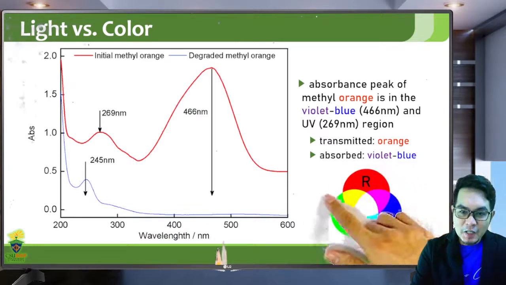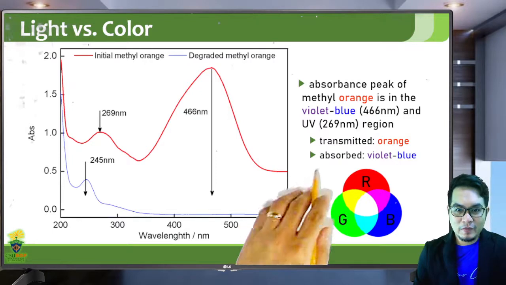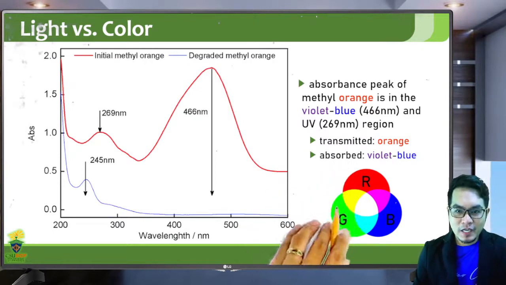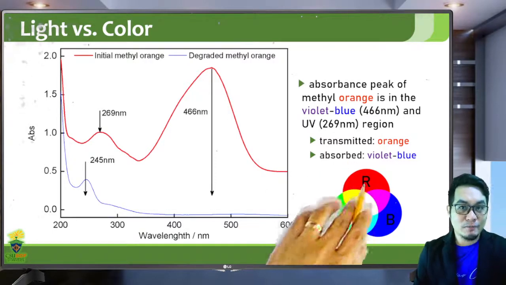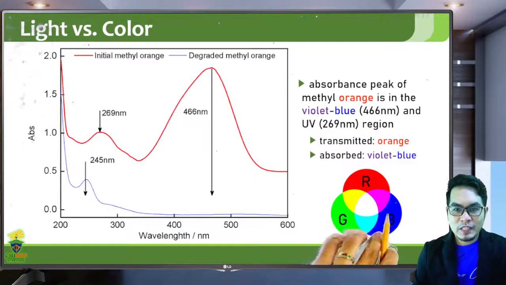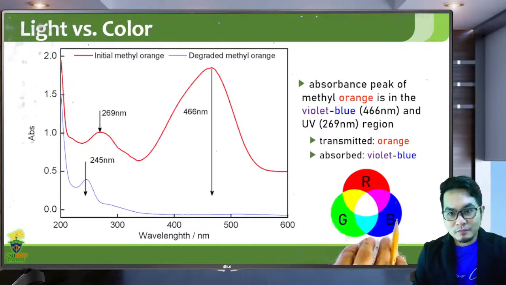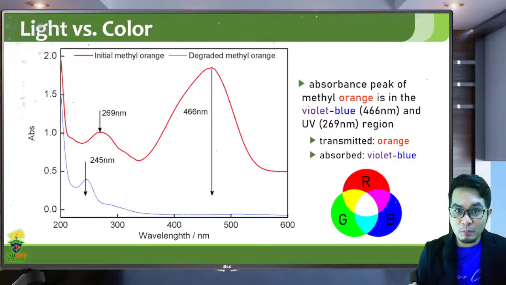So the RGB color wheel here will guide you in how to analyze transmitted and absorbed light. So if it's transmitting orange, then it's a mixture of green and red, not with the same intensity, but different intensities to produce orange. Which means that if you transmit orange, then it absorbs the blue wavelength.